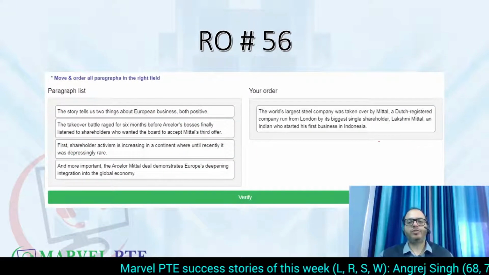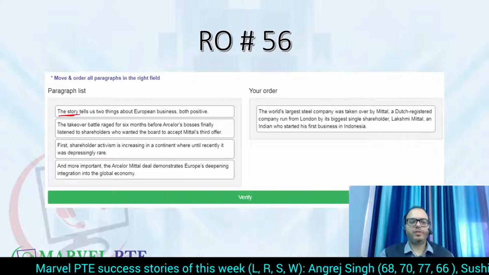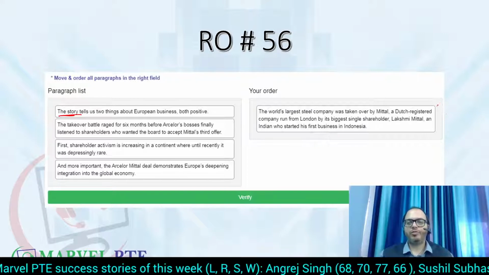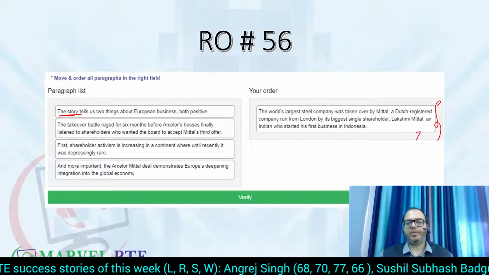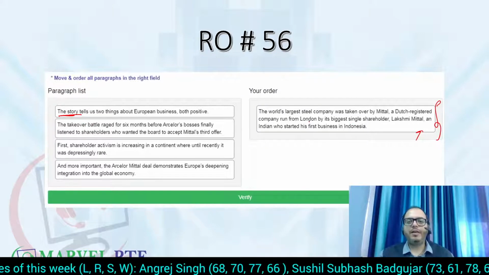Now we have to see how to make pairs, right? So the story, अब कौन सी story? क्या यहाँ पे ये story है? हो भी सकती है, नहीं भी हो सकती. Okay, let's see. The takeover battle. अब यहाँ पे क्या बात हो रही है?